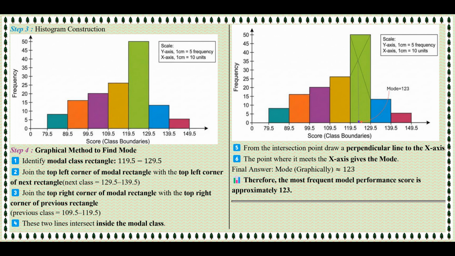So what did we learn today? We learned how to convert inclusive data into continuous form, how to draw a histogram, how to identify the modal class, and finally, how to find mode visually using intersecting lines. This method is powerful because it allows us to see the most frequent value rather than just calculate it. And remember, in real-world data analysis, especially in AI and machine learning, such visual tools help us understand patterns quickly and effectively. Keep practicing, keep visualizing, and soon graphs will start speaking to you.